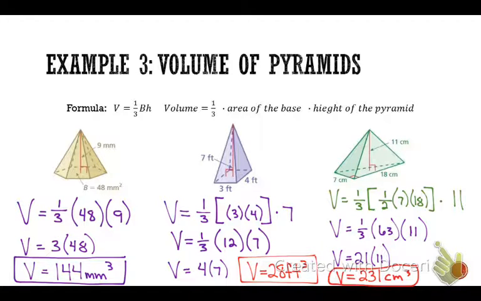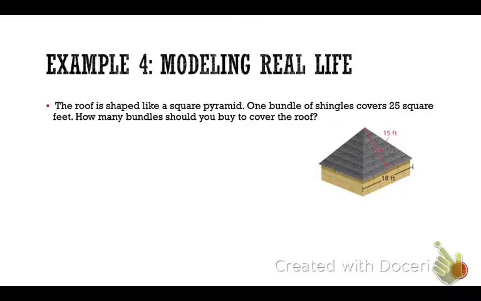Okay, you think you could do one of those? I think you have one on your homework, okay? Maybe 2. Don't quote me. I don't remember off the top of my head. All right, one more problem. We've got a roof. The roof is shaped like a square pyramid. One bundle of shingles covers 25 square feet. So how many bundles do you need?